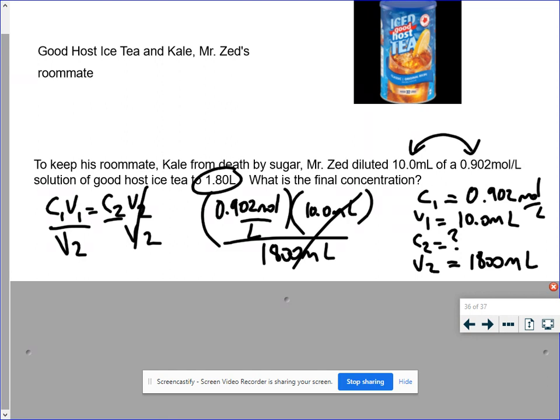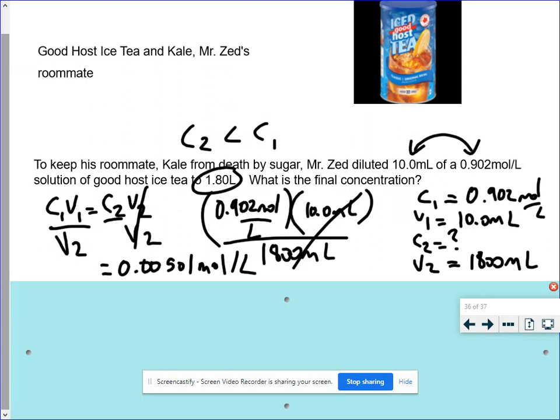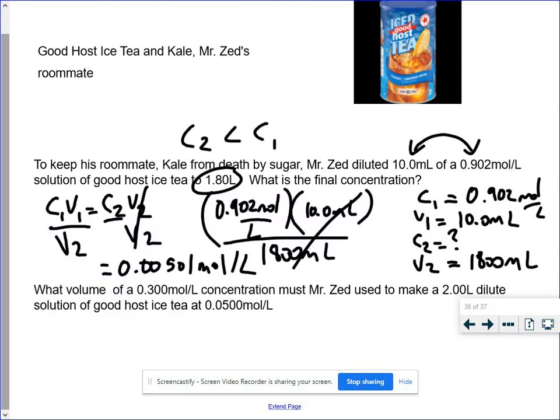When we dilute it, we should get a smaller number because the diluted concentration is smaller. I get 0.00501 moles per liter. Now, does that check out? The concentration of the first system should be bigger because a diluted concentration means there's less of it. Yep, that checks out, with 3 sig figs as well: 0.00501. All right, let's try another question.